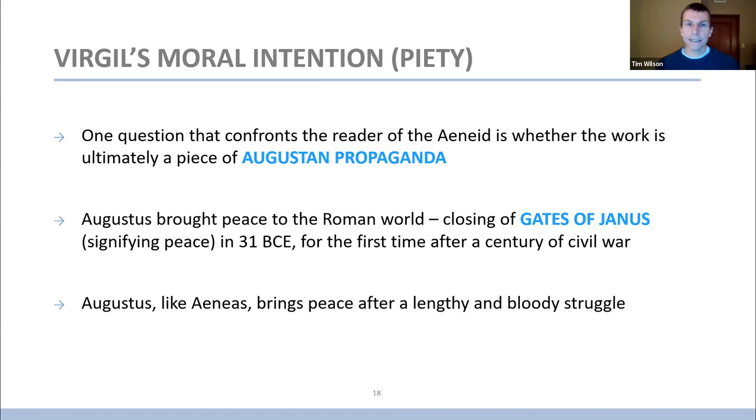As I mentioned here, Augustus brought peace to the Roman world, closing the gates of Janus, signifying the bringing of peace in 31 BCE for the first time after a century of civil war. In the Wednesday lecture, we'll go over a bit of that context of the civil wars. So Augustus, like Aeneas, brings peace after a lengthy and bloody struggle.